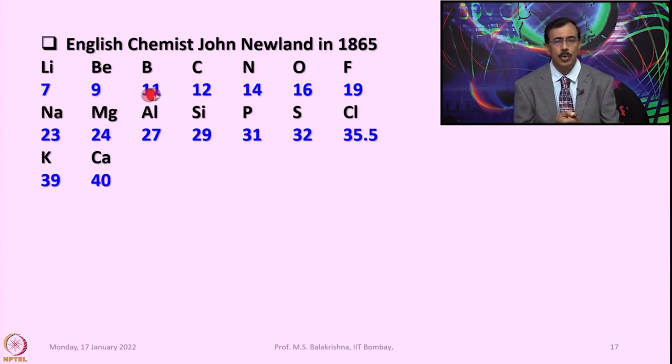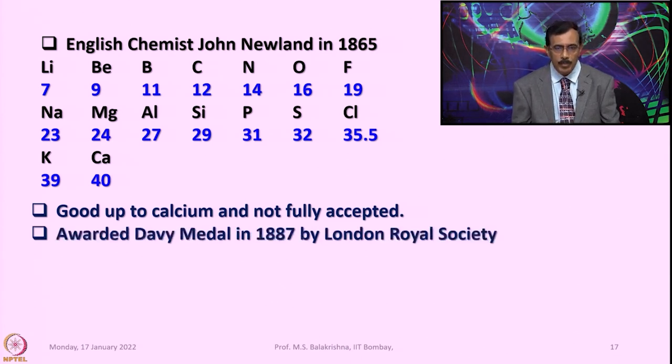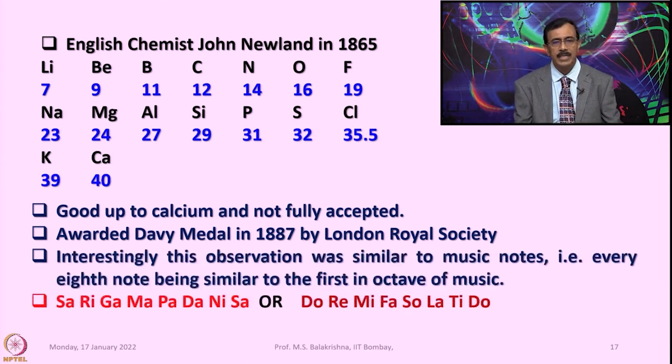So he showed this octave law, and this was found to be good up to calcium and was not fully accepted, as there were a lot of drawbacks and anomalies. And he was awarded the Davy Medal in 1887 by the London Royal Society in recognition of his contribution towards systematic arrangement of elements then known. Interestingly, this observation was similar to music notes, that is, every eighth note being similar to the first in an octave of music.